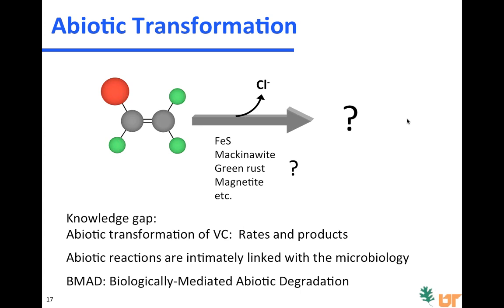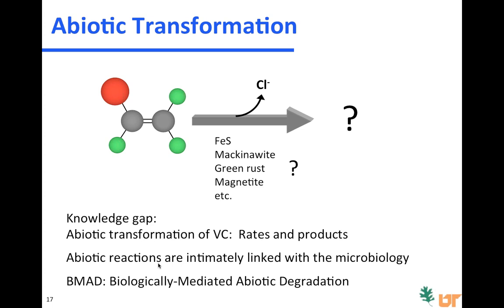Now, most of these studies have looked at polychlorinated ethenes, but not at vinyl chloride. So there's a knowledge gap. We know very little about these active minerals, how they contribute to the abiotic transformation of vinyl chloride. We don't know rates, we don't know mechanisms, we don't know products.